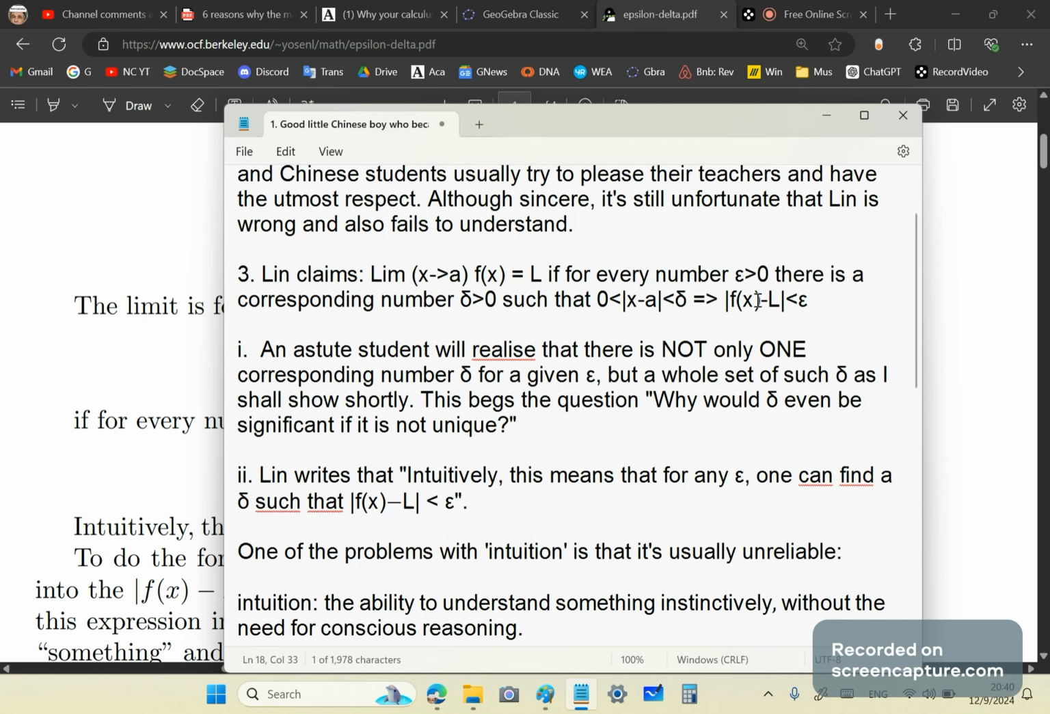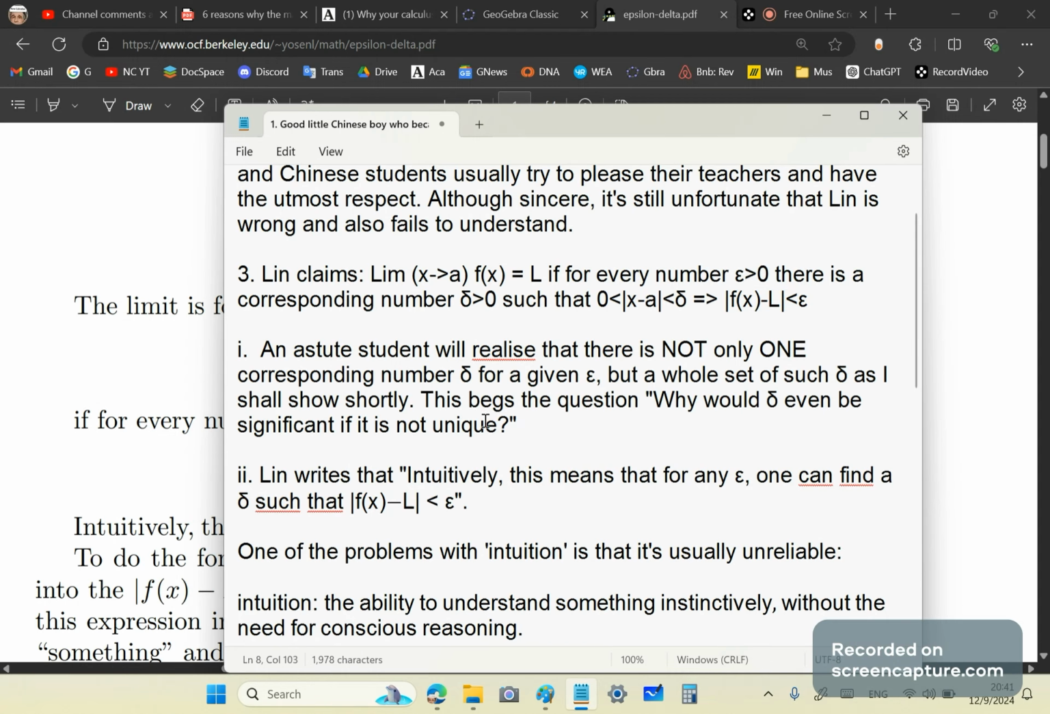And if he says that this is so, then an astute student will realize that there is not only one corresponding so-called number delta for a given epsilon, but a whole set of such deltas, as I shall show you shortly with an applet. And this begs the question, why would delta even be significant if it is not unique? And there are many such deltas that would imply this right-hand side here. So Lin writes intuitively that for any given epsilon, one can find a delta such that this is less than epsilon.